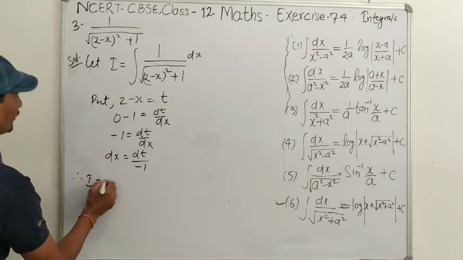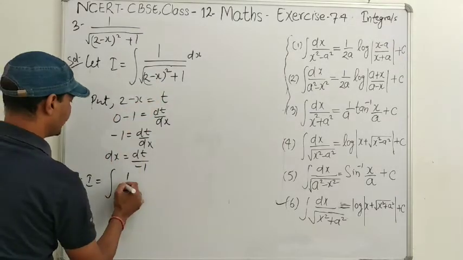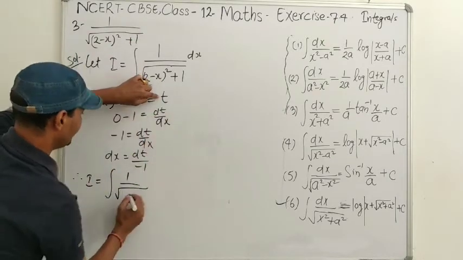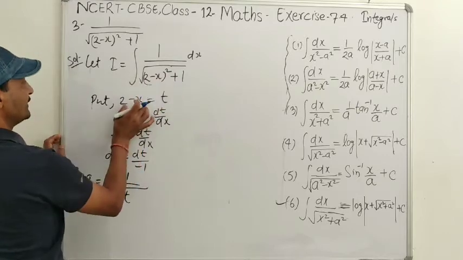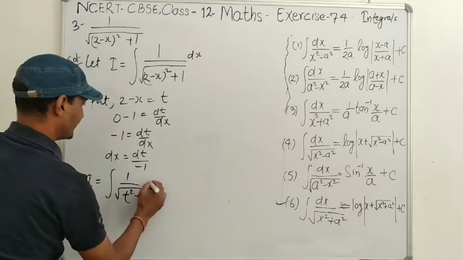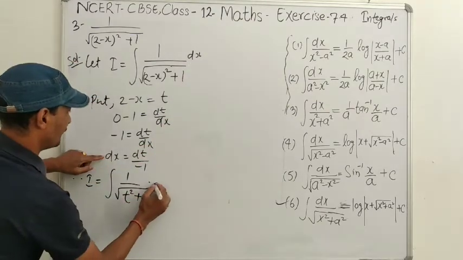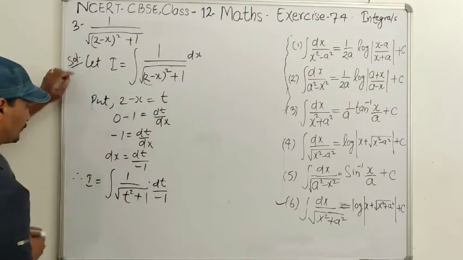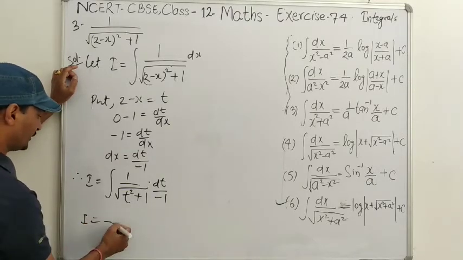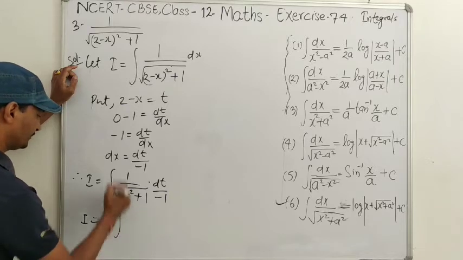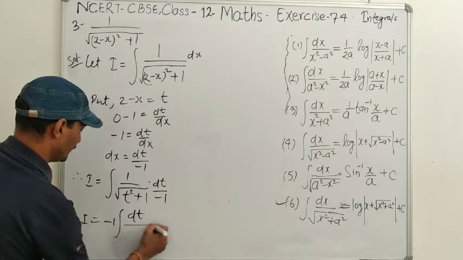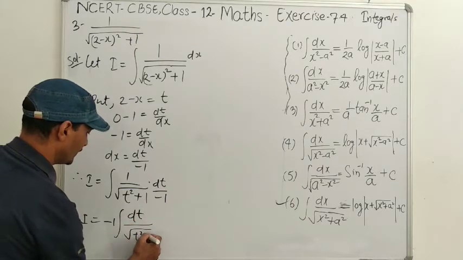Therefore we can write I equal to 1 by root over, in place of 2 minus x we put t, t square plus 1, into dx. In place of dx we get dt by minus 1. So this minus sign can be taken out, written outside like this, minus 1, and here dt by root over t square plus 1.